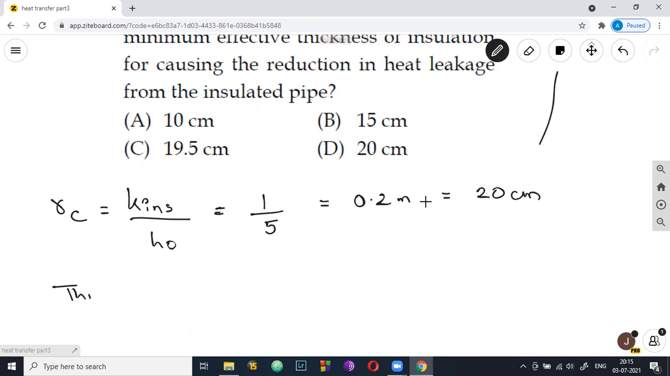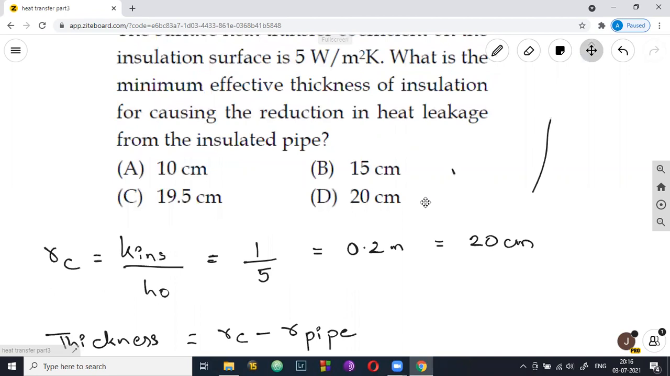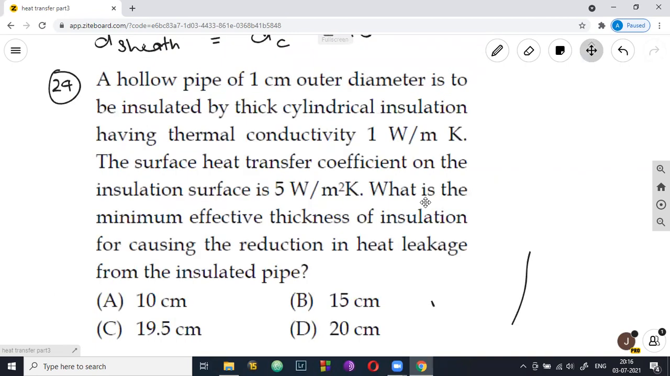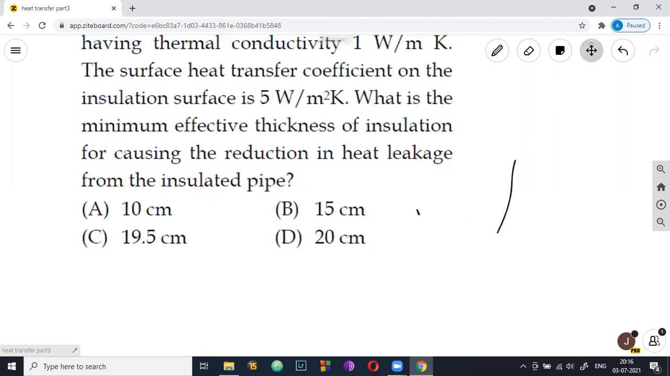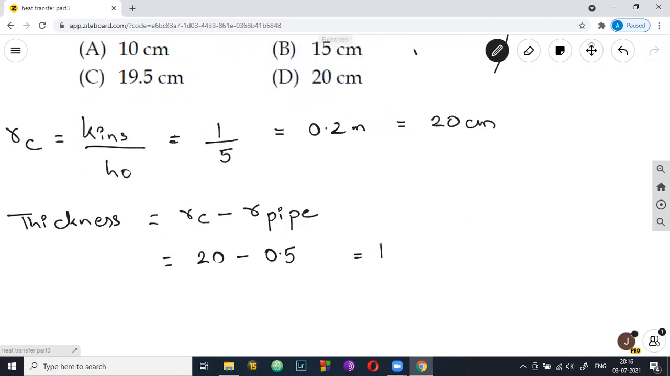Now our requirement is to find thickness, the minimum effective thickness. So minimum effective thickness will start with RC. So it is RC minus R of pipe. What is RC? 20. What is the diameter of the pipe? 1 centimeter. So the radius of the pipe is 0.5 centimeter. So 20 minus 0.5 is 19.5 centimeter. So the answer is option C. That's it. This is the minimum effective thickness.